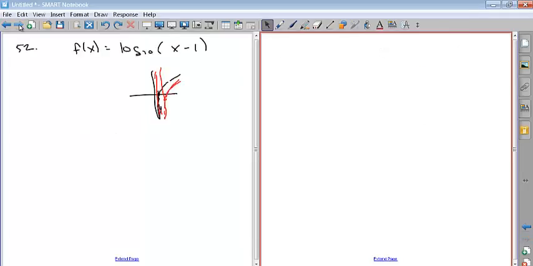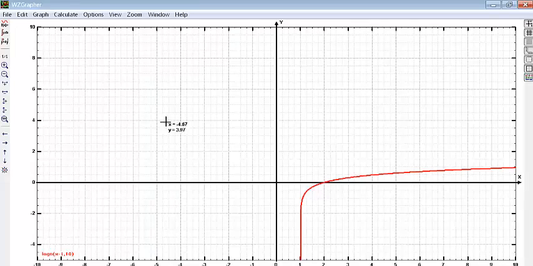Okay, 54. So that is f of x equals the natural log of x plus 2. So this is going to shift to the left 2 units instead of the right 1 unit. So our base function, the parent function, looks like that. And if I draw a little red thing on top of that, all it's going to do is shift it 1, 2 units to the left.